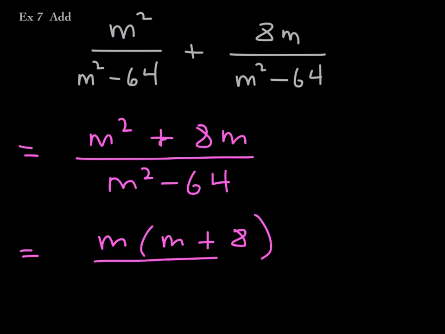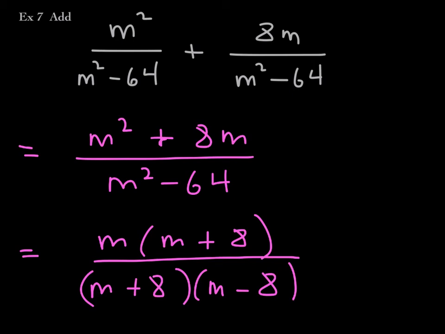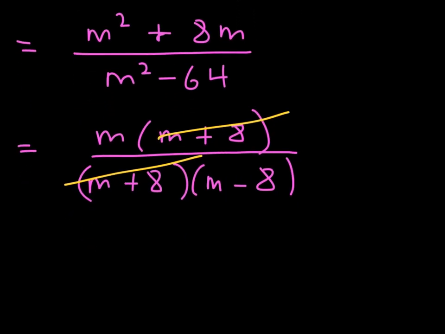The numerator factors as m times m plus 8 by factoring out the GCF of m. The denominator is a difference of two squares, so it factors like that. And then I notice now that we have common factors. Now that everybody's factored, I can cross-cancel. So now you're left with m over m minus 8 as the simplified answer.